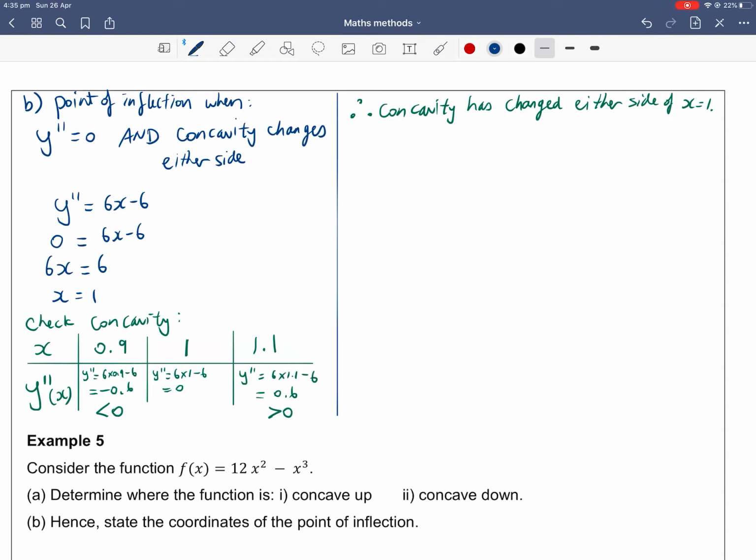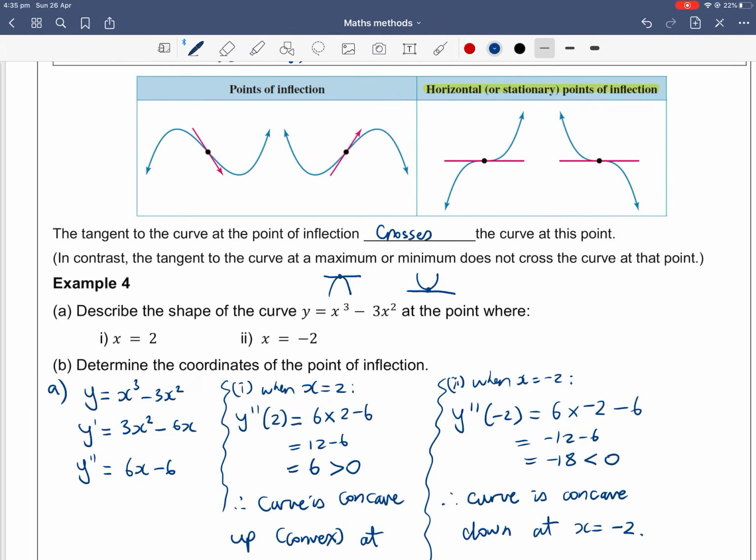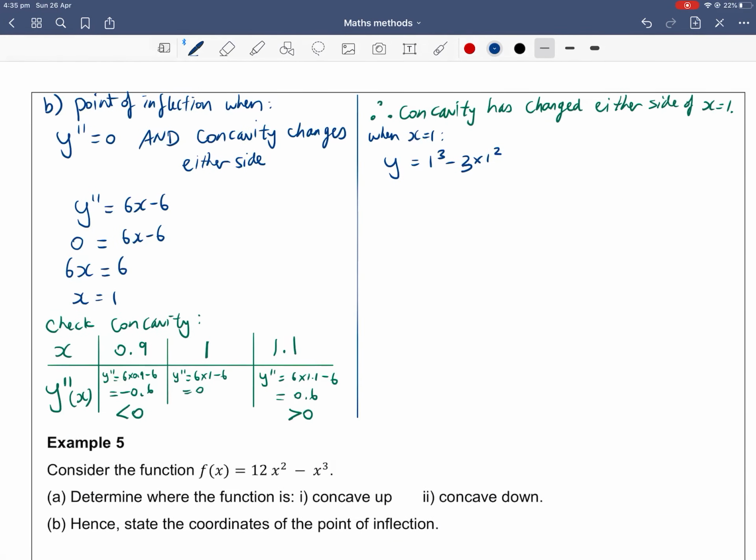Now remember, the question asked us to find the point of inflection. We've got the x value, we need to find the y value of that point. So when x equals 1, what's the y value? That was the function, wasn't it? x cubed minus 3x squared. Yep, so that's 1 cubed minus 3 times 1 squared, which gives us negative 2. So we can say, therefore, the point of inflection, and there's only one, is (1, -2).